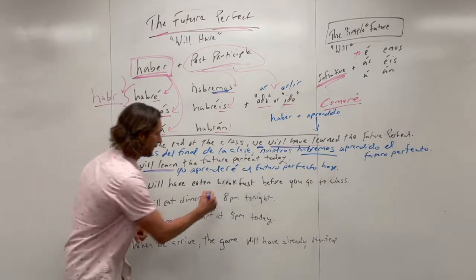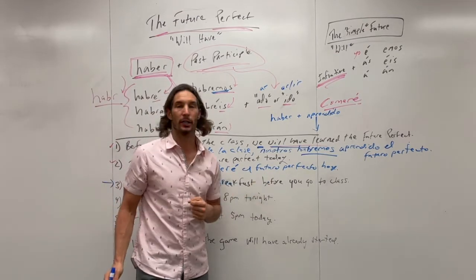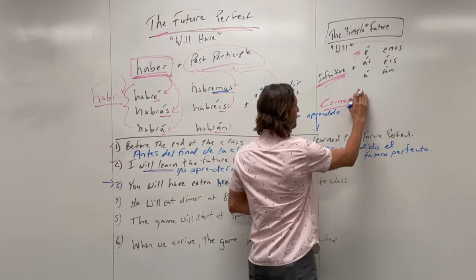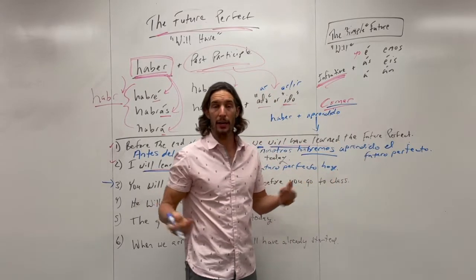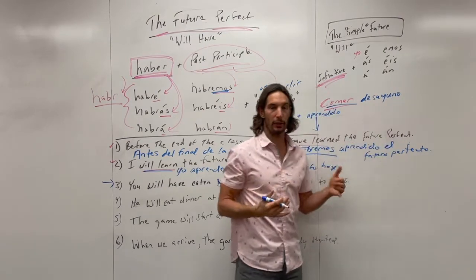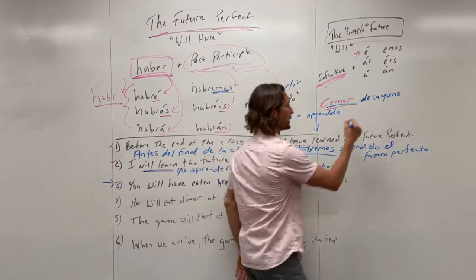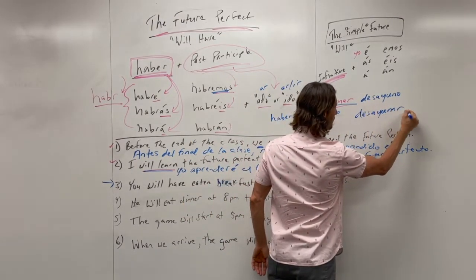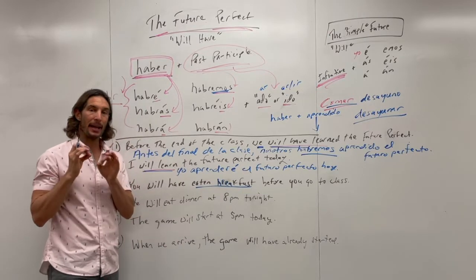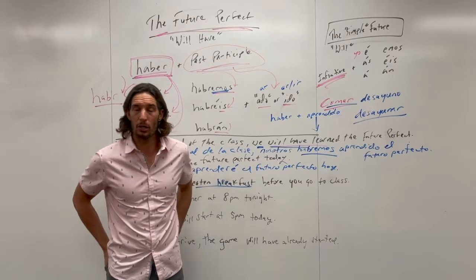And so how about number 3? You will have eaten breakfast before you go to class. Now, with eaten breakfast, I'm just going to stay with comer because we can use that. So you can say comer desayuno. Of course, you can literally say to eat and then the noun desayuno, breakfast. Or we have a verb for that in Spanish, desayunar, right? Now, as you know, in this case, it's going to be the past participle. So it'd be desayunado, right? And so that's the one I'm going to use.